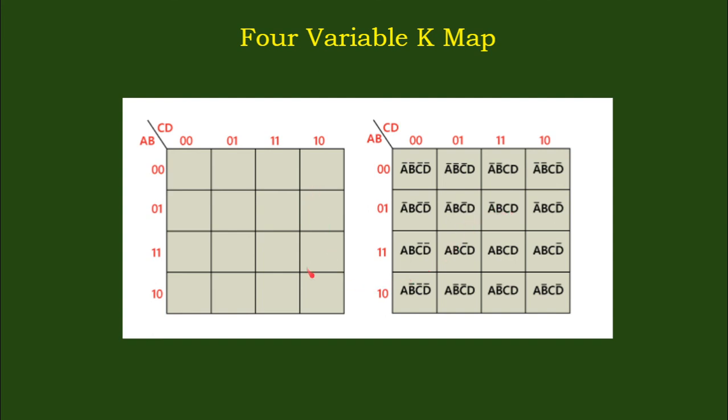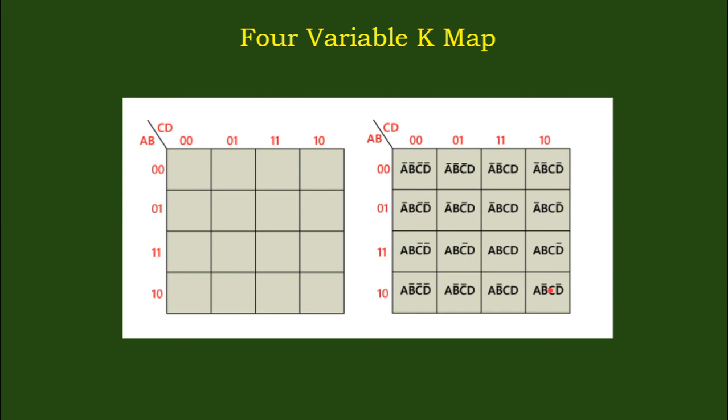Suppose I want to fill this location, you assume. So 10 and 10. What is 1? What is 0? A is 1 and B is 0. That means A B bar, because we know that when the value is 0, it is in the bar format. And for here, C D bar, because this is 10, C is in the normal form and D is in the bar form. So A B bar, C D bar. This is the content. Likewise you have to fill in all the variables.